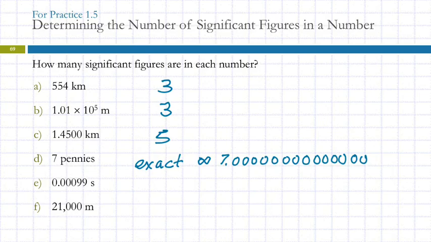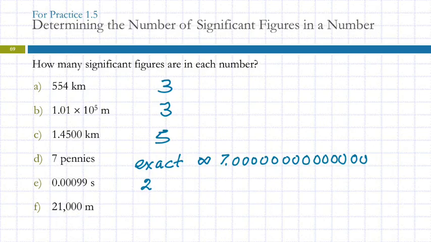0.00099 seconds. 2. We look at the zeros. Those zeros are at the beginning. Don't count them. Doesn't matter if there is a decimal point. If they come at the beginning, they're not significant. They're important, but they're not significant. So just the 9 and the 9.